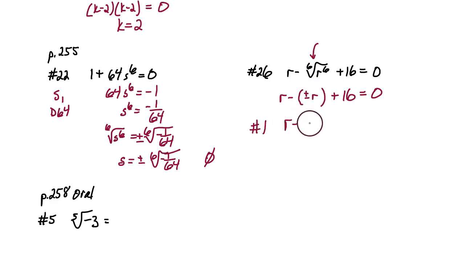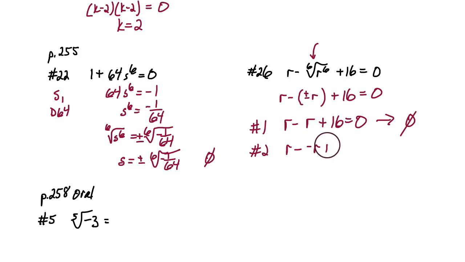We have r minus positive r, and then plus 16 is equal to 0. These r's cancel, leaving 16 equal to 0, which produces an empty set. Now situation number 2, we would have r minus and then negative r plus 16 is equal to 0. r subtract negative r is 2r. And from this we see that r is equal to negative 8.